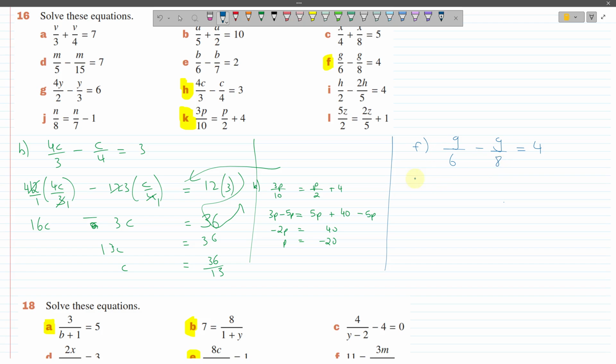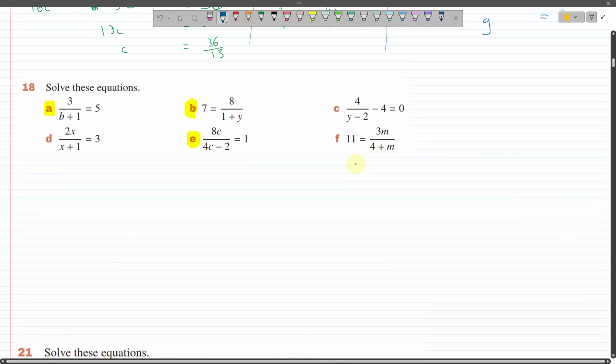Now 24, okay, I'll do it the long way again. 24 times g over 6 minus 24 times g over 8 is equal to 4 times 24. Alright, 24 divided by 6 gives me 4, so I'll have 4g. 24 divided by 8 gives me 3, so I'll have 3 times g. 3g is equal to 4 times 24, 40, 80, and then 4 times 4 is 16. 80 plus 16 is 96. 4g minus 3g gives me just g, and then g is 96, and we are done.